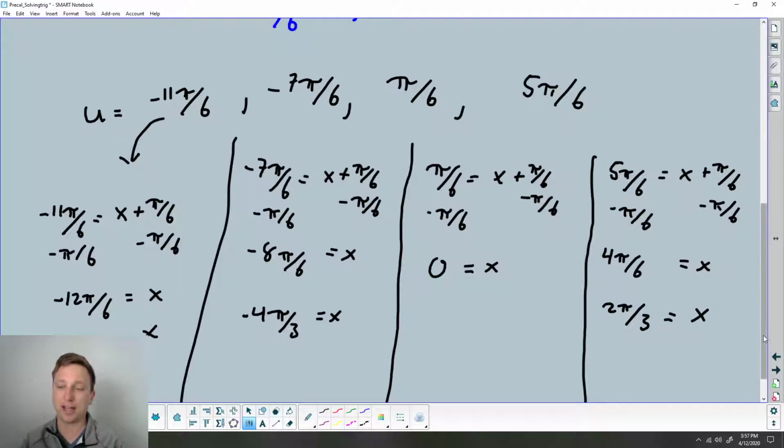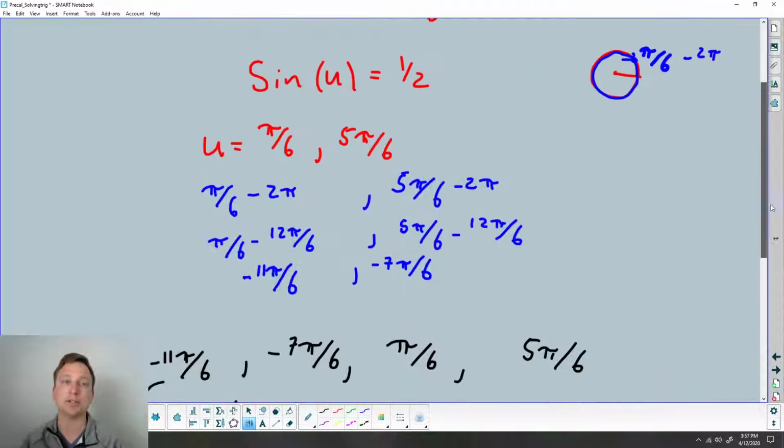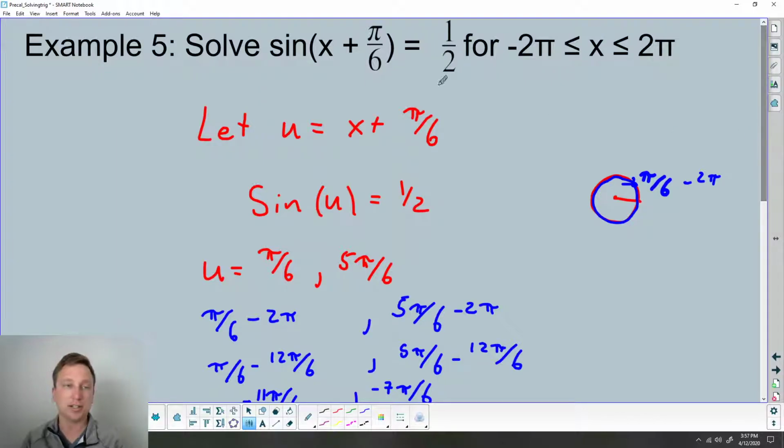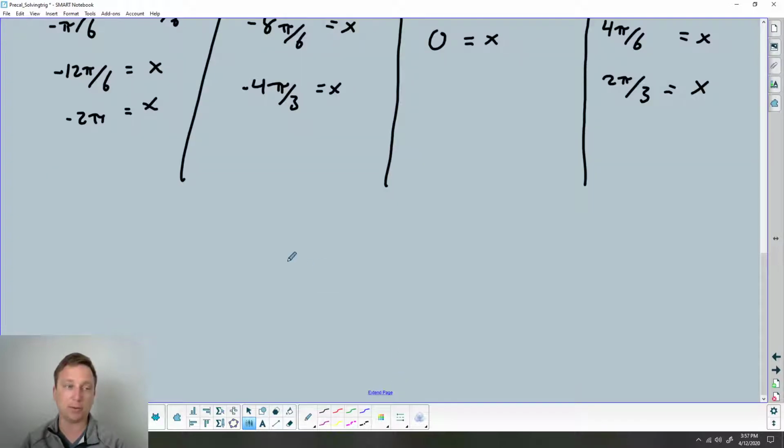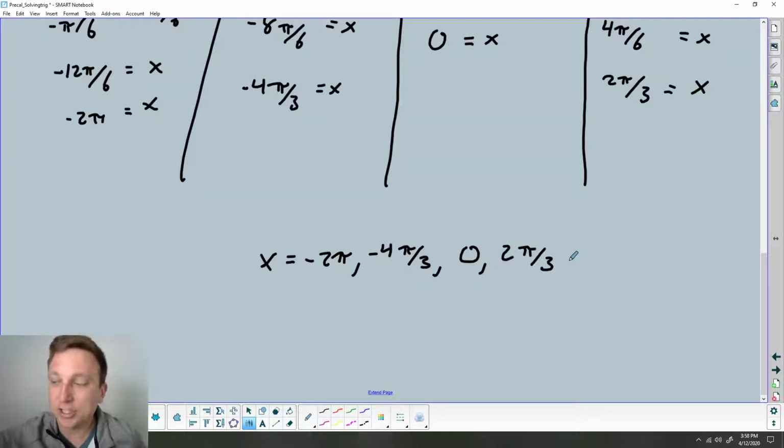These four values that we just stated for x, when we substitute them back into the original equation and add pi sixths first, then take the sine, will produce 1/2. These values are all between negative 2 pi and positive 2 pi. One of them is negative 2 pi, but we're okay because we're including that value. So the x values that satisfy this equation are negative 2 pi, negative 4 pi over 3, 0, and 2 pi over 3. So there we have it. Use substitution to solve trig equations all the way through.